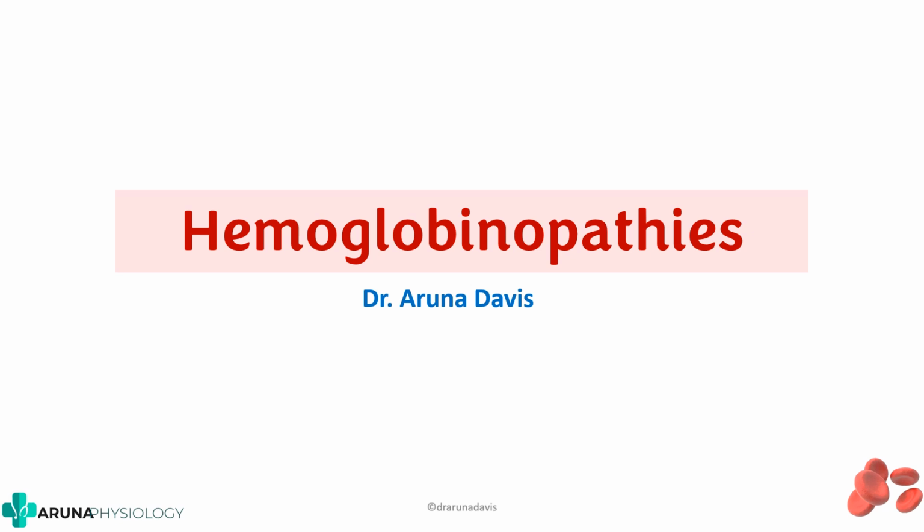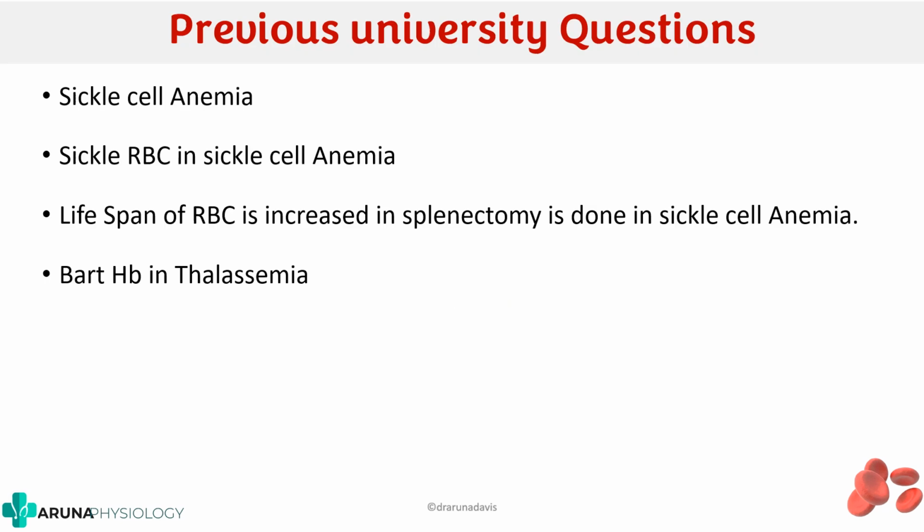So the two most important hemoglobinopathies that you should know of are sickle cell anemia and thalassemia. So we'll concentrate more on these two types of hemoglobinopathies. The questions that can be asked from this part are either as a part of a structured essay or as a short essay question or physiological basis question or even as a part of your MCQ questions. So we'll see more about each.